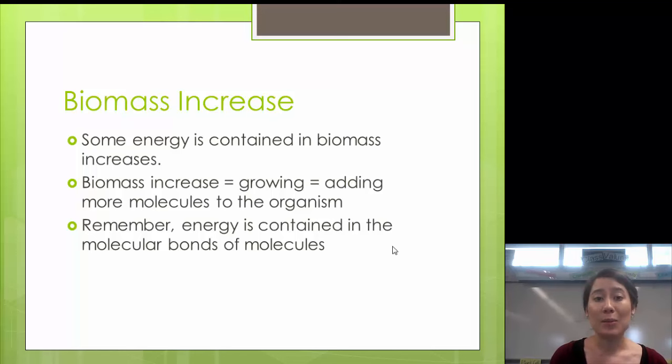I know that this is a little bit confusing because you might be thinking, well, if I get fatter, right, does that mean that I have more energy? In a scientific sense, yes. You have more molecules in your body which have energy contained in those bonds. That doesn't necessarily mean that you have a more energetic personality. It doesn't mean that you're doing more things, but it means that you have more energy stored inside you.